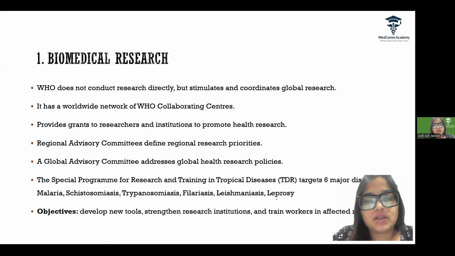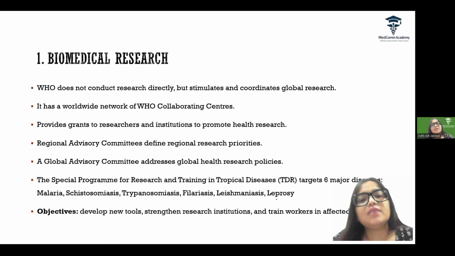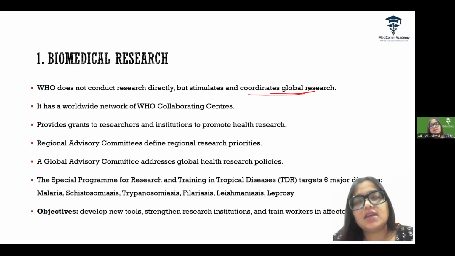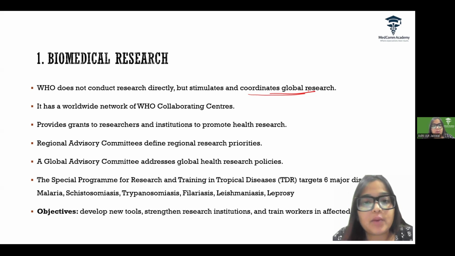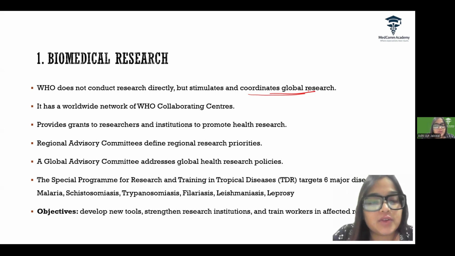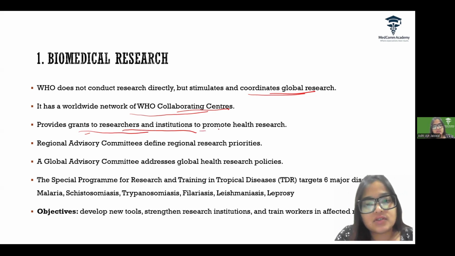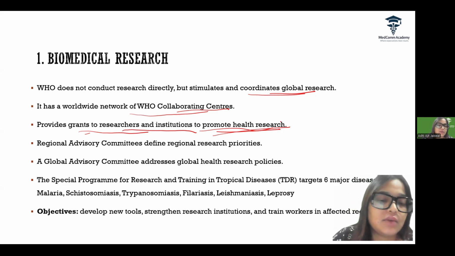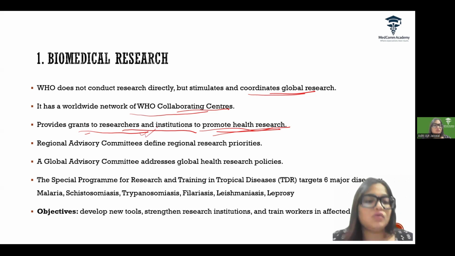WHO, as such, does not conduct research directly, but they stimulate and coordinate global research. How do they do that? They provide aids, they give funding, they also have their own widely acclaimed PubMed indexed journals where one can publish good research. It has a worldwide network of WHO collaborating centers. It also provides grants to research institutions to promote health research. If anybody proposes a research which is quite good and will get great results, they will even give grants to those researchers.